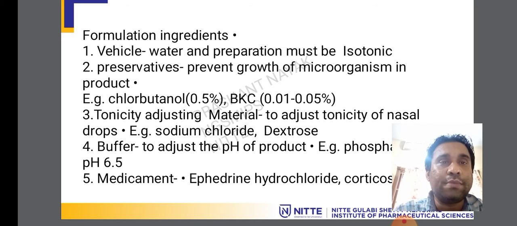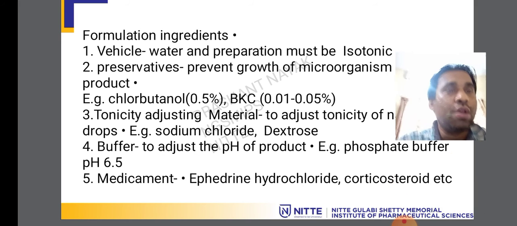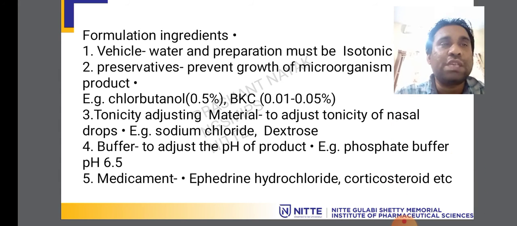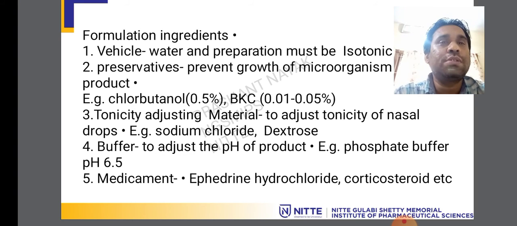Tonicity adjustment. The materials to adjust the tonicity of nasal drops are sodium chloride and dextrose. Buffer is added to adjust the pH, phosphate buffer pH 6.5. The medicament used over here can be ephedrine or corticosteroids. So, a simple formulation: nasal drops.